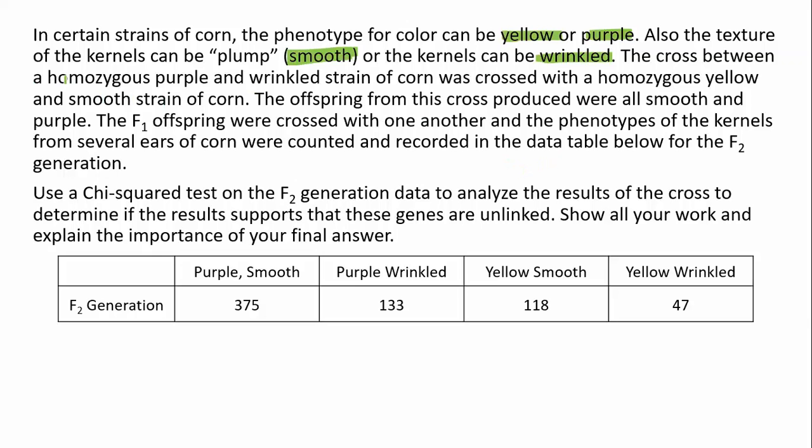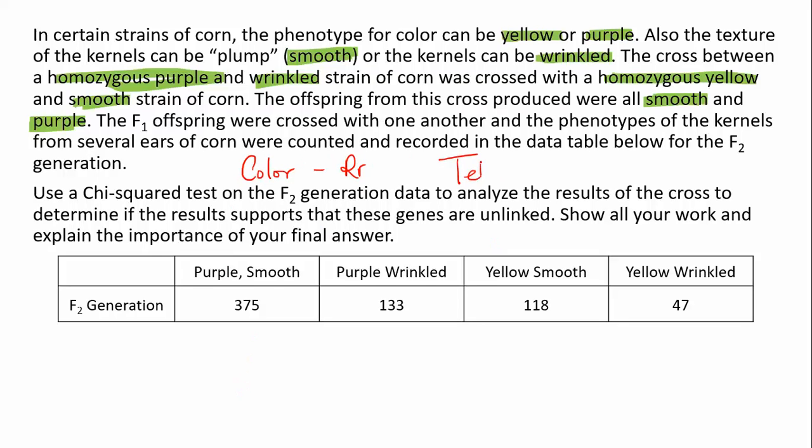A cross between a homozygous purple wrinkled and a homozygous yellow smooth was our parental generation. The offspring from this cross were all smooth and purple. So we had two double homozygotes that were mated with each other. I'm going to go ahead and just assign some letters. So for color, let's use the letter R.